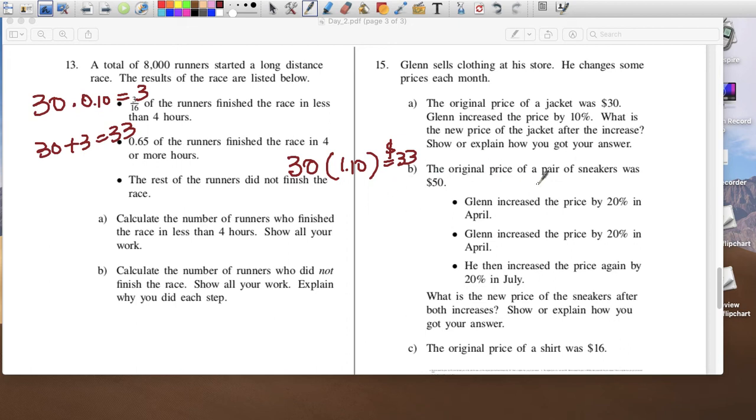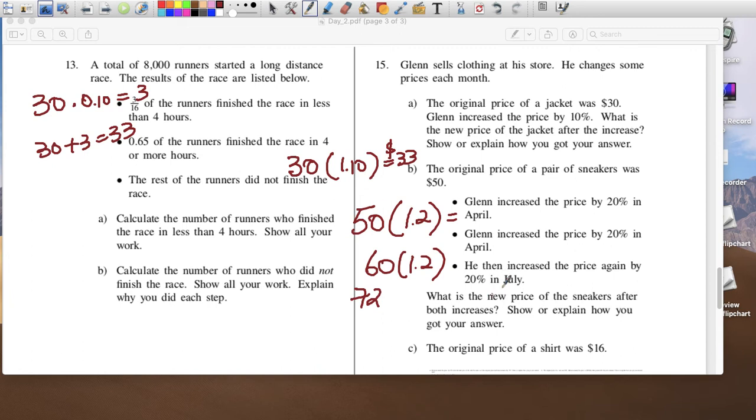The original price of sneakers was $50. He increased it by 20%, so I'm going to multiply this by 1.2. So 50 times 1.2, now the sneakers are $60. And then he increased it again by 20%, so I'm going to multiply by 1.2 again. 60 times 1.2 gives me 72. So now the price of sneakers is 72.